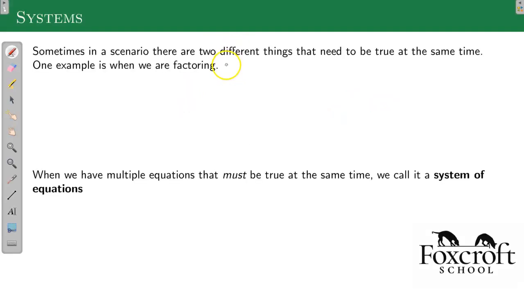All right, so what is a system and how is it related to solutions? Sometimes in a scenario, there's 2 different things that you need to be true at the same time. One example is when we're factoring. We have 2 numbers that we're trying to add to be something, and at the same time, they need to multiply to be something. These 2 different things need to be true of those numbers at the same time. So when we have multiple equations that must be true at the same time, we call that a system of equations. A system just means you have multiple things that you're trying to work with at the same time.